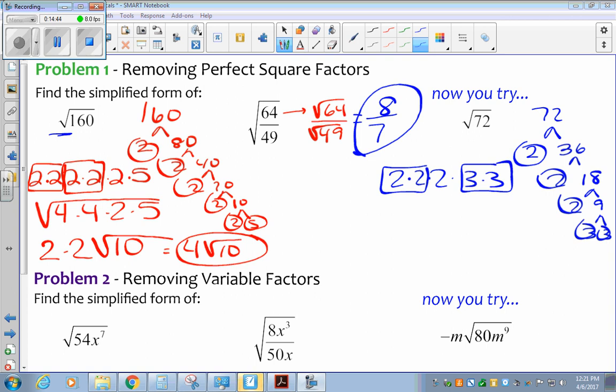So this is 4 times 2 times 9. The perfect squares get to come on out. Square root of 4 is 2, square root of 9 is 3, and 2 is not a perfect square, so it stays inside. 2 times 3 is 6. We have 6 root 2.